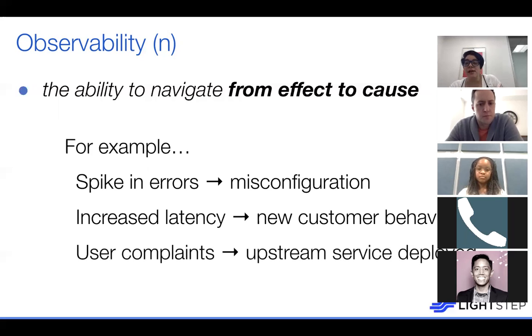Or you might just see complaints, right? You might see your number of tickets increasing, and then you might say, there's a deployment issue. This is the ideal. This is what we want to get from observability. We want to be able to get from effect to cause so that our lives are just, well, easier.